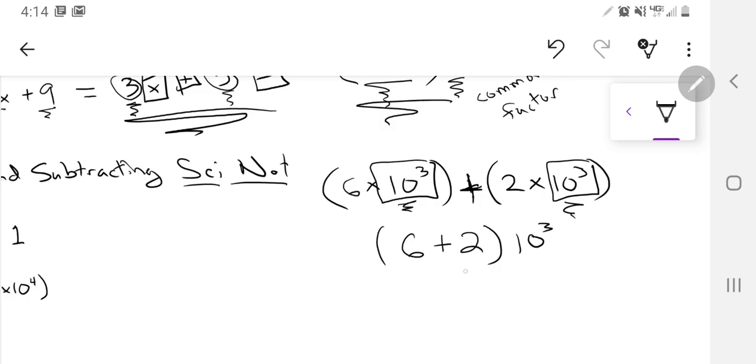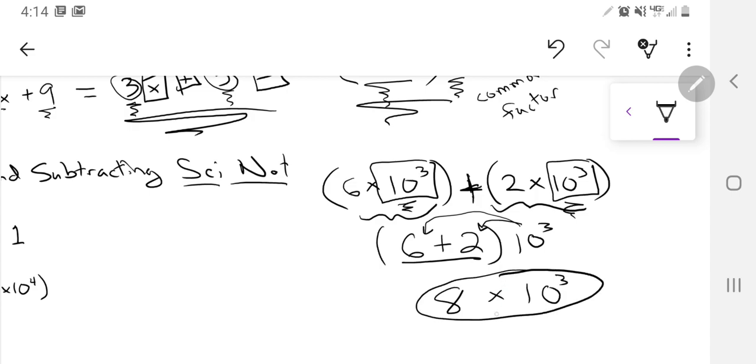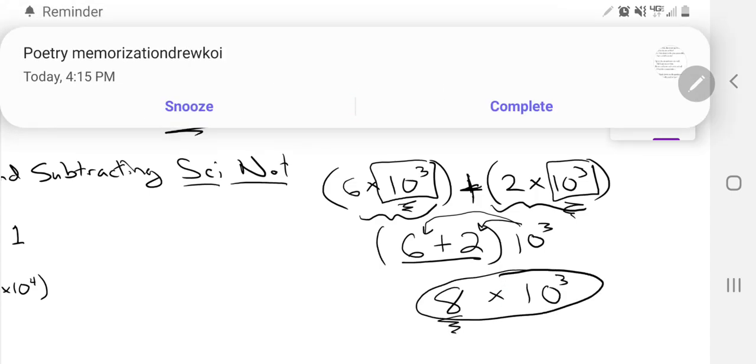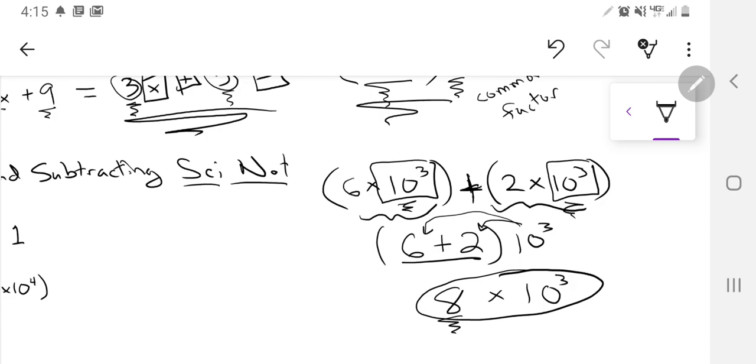Now think about distributive property like the regular way. If I distribute that to the 6, it turns into this. And if I distribute it to the 2, it turns back into this. So it's still equal, it's just written in a different way. All right, well, when we pull that factor of 10 to the third out, now the math becomes pretty easy. We get 6 plus 2, which is 8, and we still have the times 10 to the third on the outside. All right, so this would be our answer. And it is in scientific notation because that number is between 1 and 10.